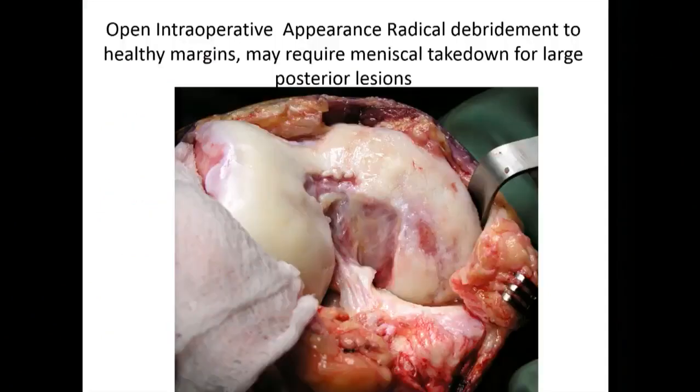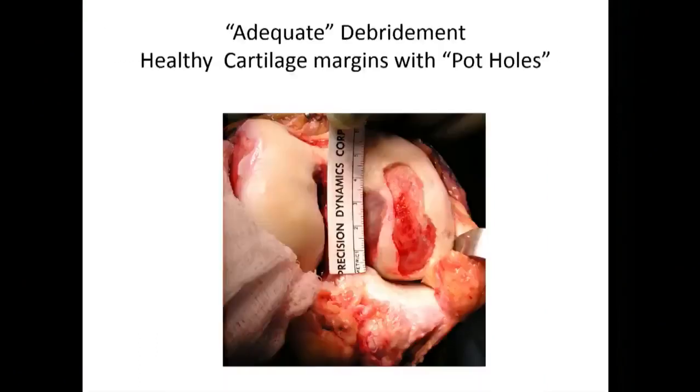So the open intraoperative appearance when you first open up a knee generally looks pretty bad. But by the time you've done an adequate debridement, and you can see I've taken down the anterior horn of the medial meniscus here to get very posterior. You can see it's a very long posterior lesion. You can't get there until you take down the intermeniscal ligament, come underneath, and then repair that at the end. So this is what it looks like when it's radically debrided. It should be a healthy-looking knee with potholes.